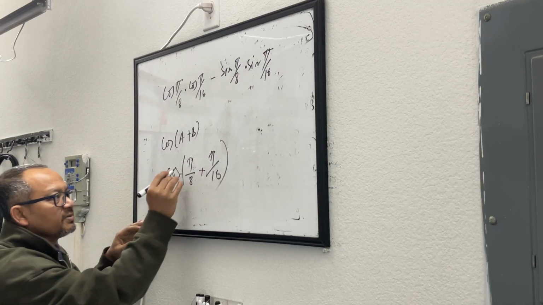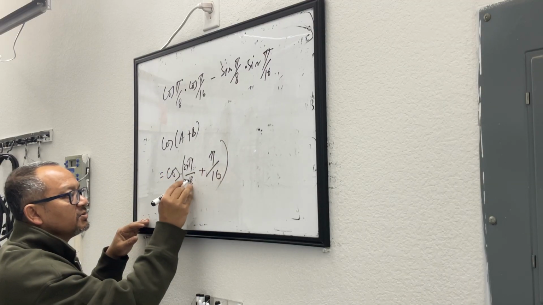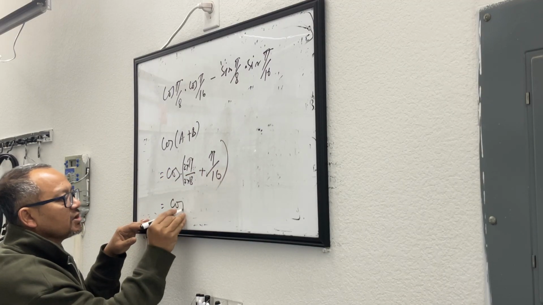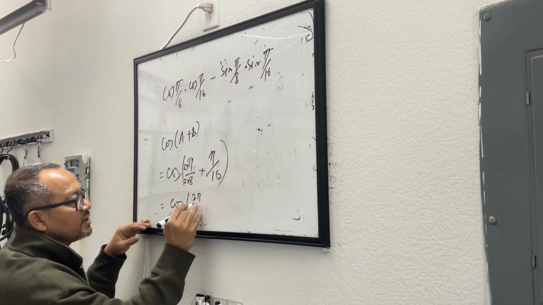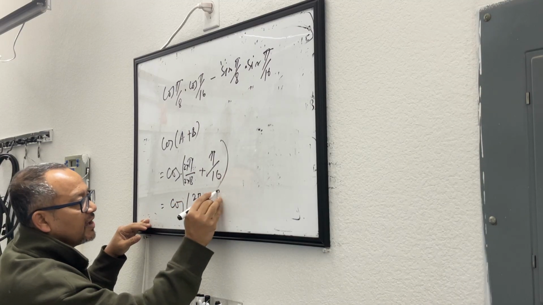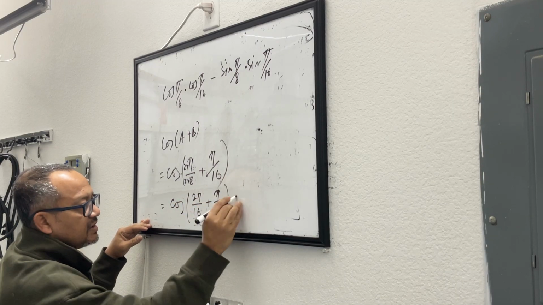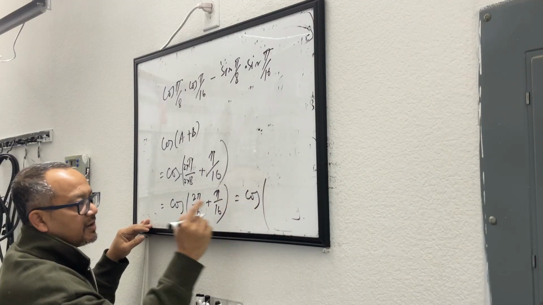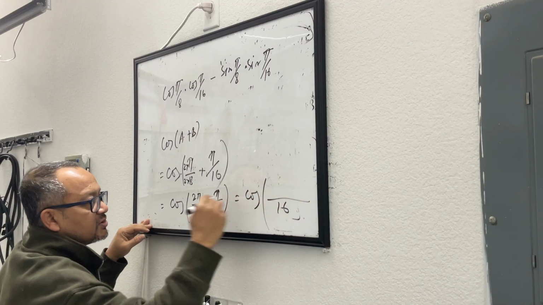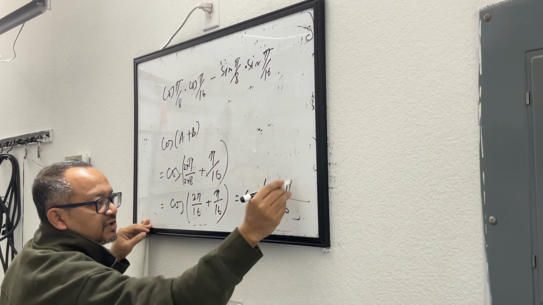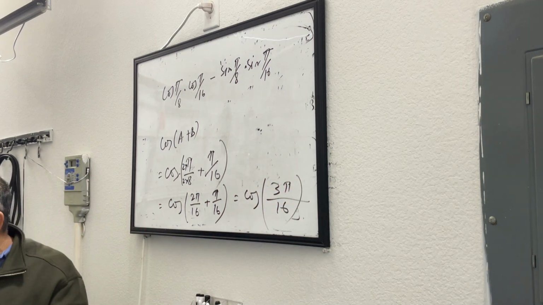And then you multiply it by 2, multiply it by 2, and what you get? Cos of 2 pi over 16 plus pi over 16. This became cos of, your denominator is same, 2 pi plus pi, 3 pi over 16. That's it. And you have one of the answers there.